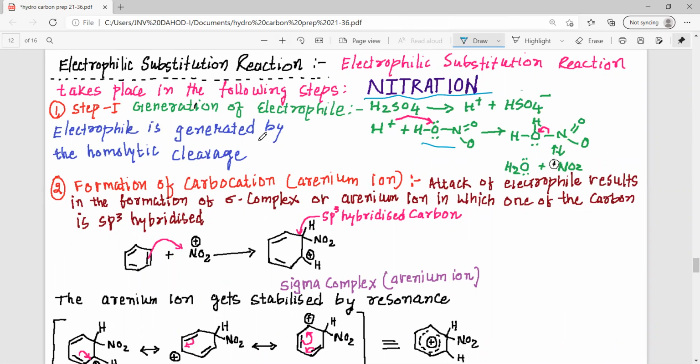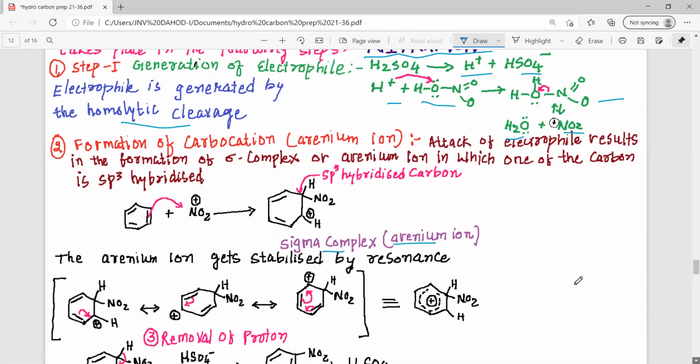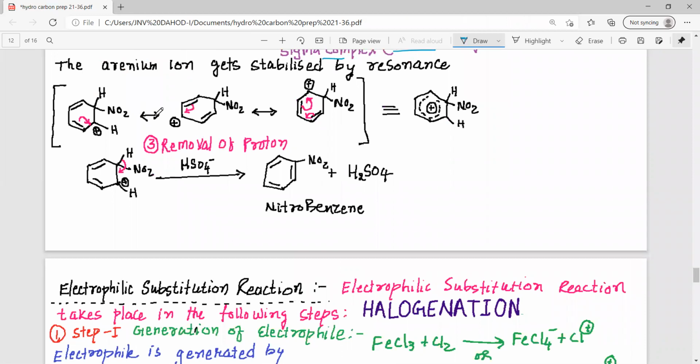Sulfuric acid first undergoes heterolytic cleavage, my dear students, and thus we get H+ and HSO4−. This H+ attacks the nitric acid and first produces protonated nitric acid. This protonated nitric acid undergoes cleavage and gives us water and the electrophile NO2+. This electrophile NO2+, when it attacks the benzene ring, gives us the sigma complex or arenium ion. This arenium ion again undergoes stabilization by the resonance effect, and at last we come to the third step, where the removal of proton takes place.